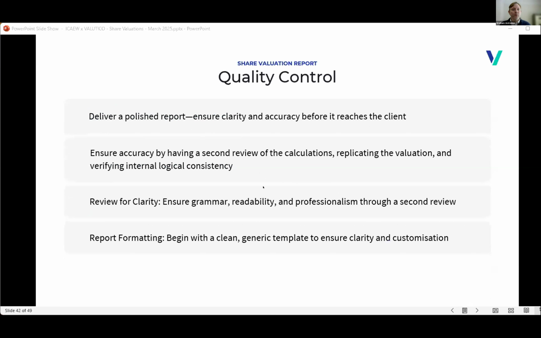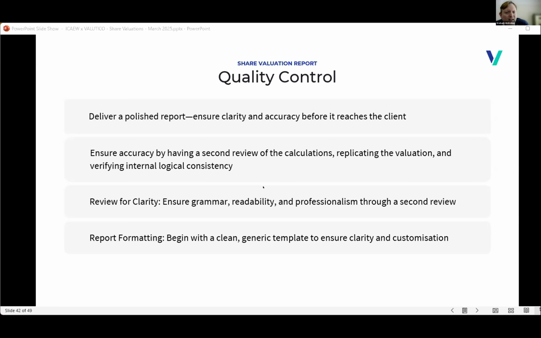And just to make two points on quality control then. So a polished valuation report is essential for credibility and professionalism. Before delivering it to the client, we need to ensure that it's clear, it's accurate, and it's well structured. Accuracy comes first, as even minor errors can undermine confidence in the report. Clarity matters just as much, so the report should be easy to read and free from ambiguity. And finally, formatting will play a key role. So a clean, well-organised report will enhance readability.